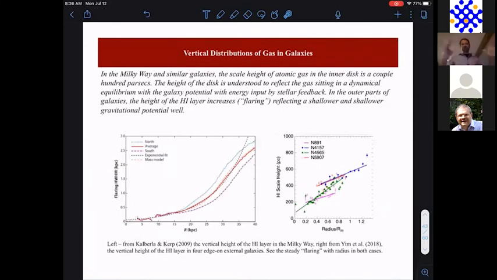So we sketched the radial distribution here. What if we turn the galaxy on its side and ask what the vertical distribution of gas looks like? So what does the vertical distribution of gas look like? I'm illustrating this in two plots here.